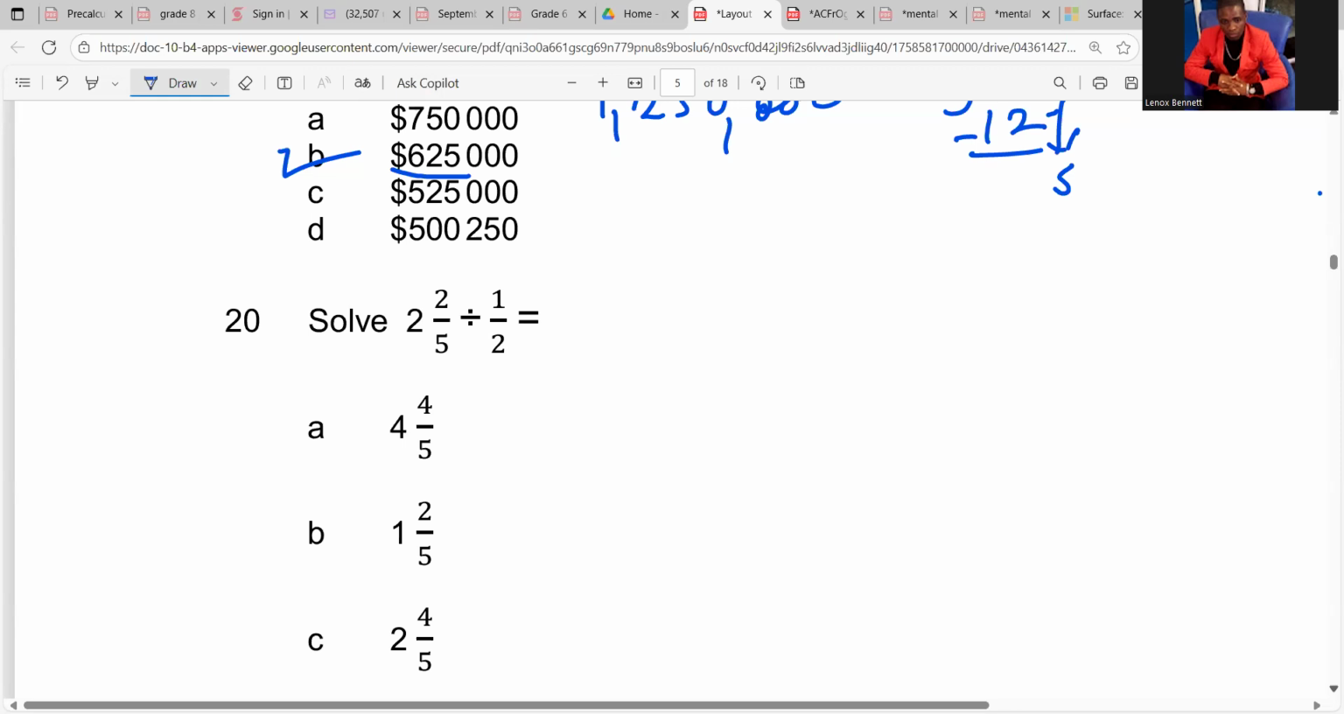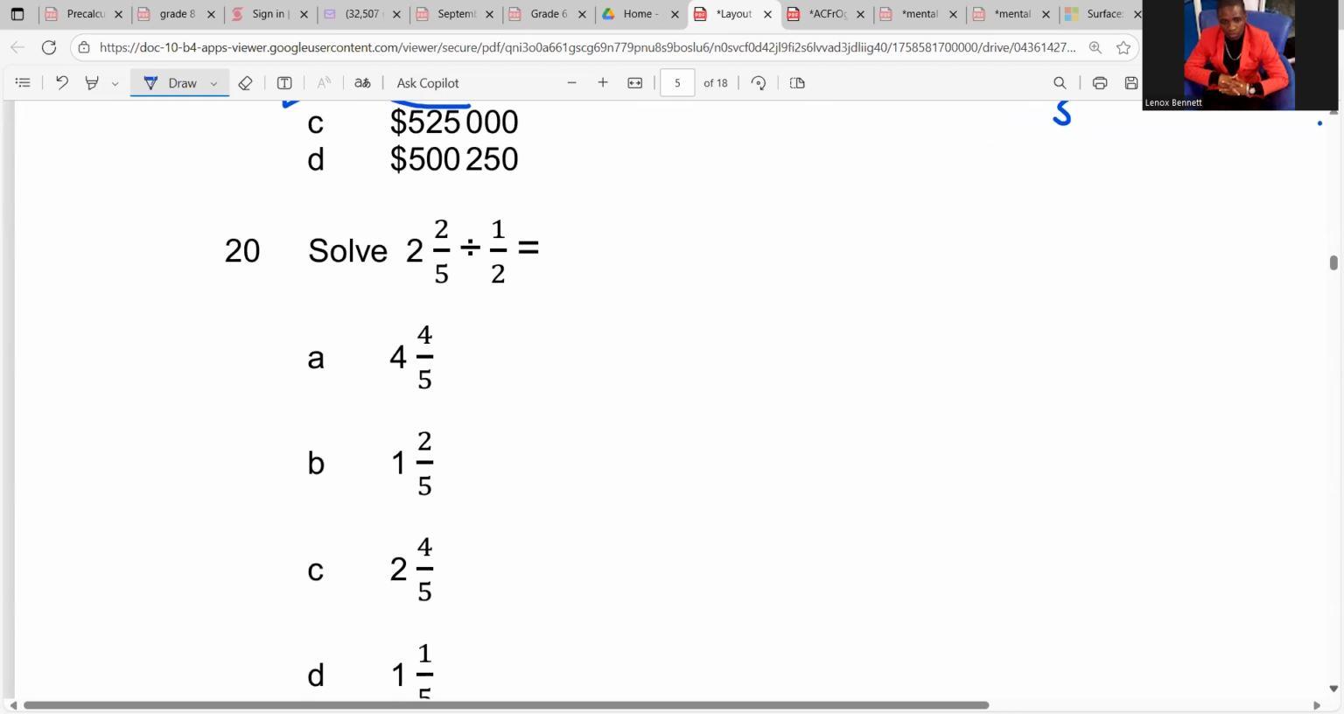All right, let's move on to 20. 2 and 2/5 divided by a half. So solve 2 and 2/5 divided by a half.